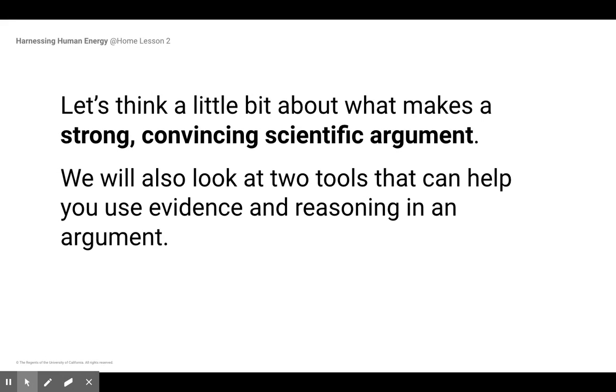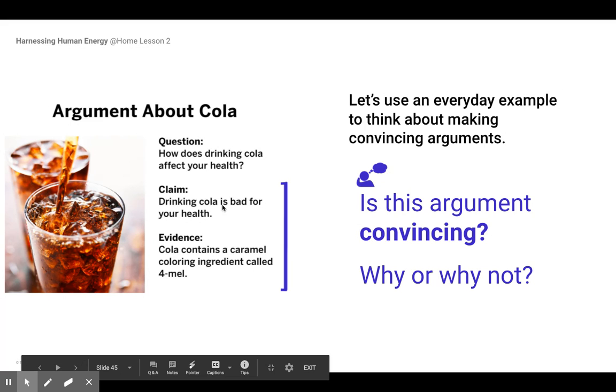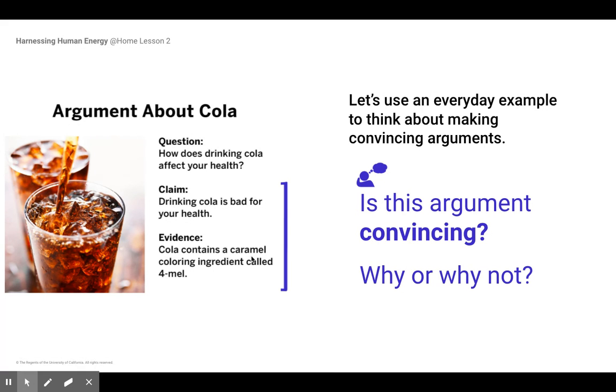So let's think a little bit about what makes a strong, convincing scientific argument. We will also look at two tools that can help us use evidence and reasoning in an argument. So let's look at the argument about Coca-Cola. So the question about the natural world, which involves Coca-Cola, is how does drinking Coca-Cola affect your health? So now the claim is Coca-Cola is bad for your health. And the evidence is cola contains a caramel coloring ingredient called Formel.